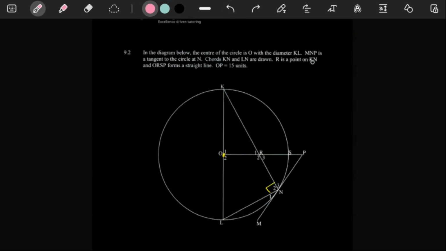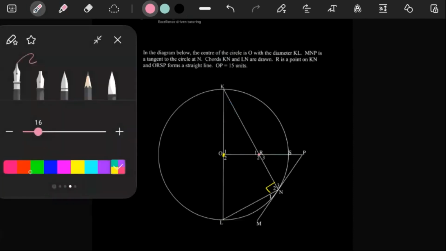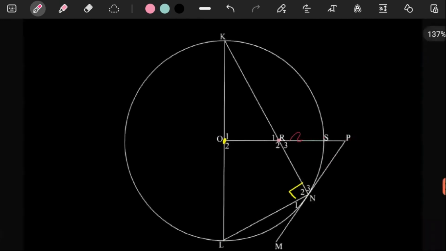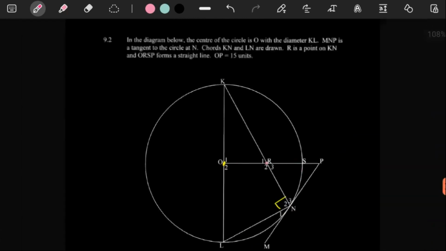R is a point on KN. And ORSP forms a straight line. Then it says OP is 15. Where is OP? OP is 15, so the whole length here is 15. That's probably going to be useful.